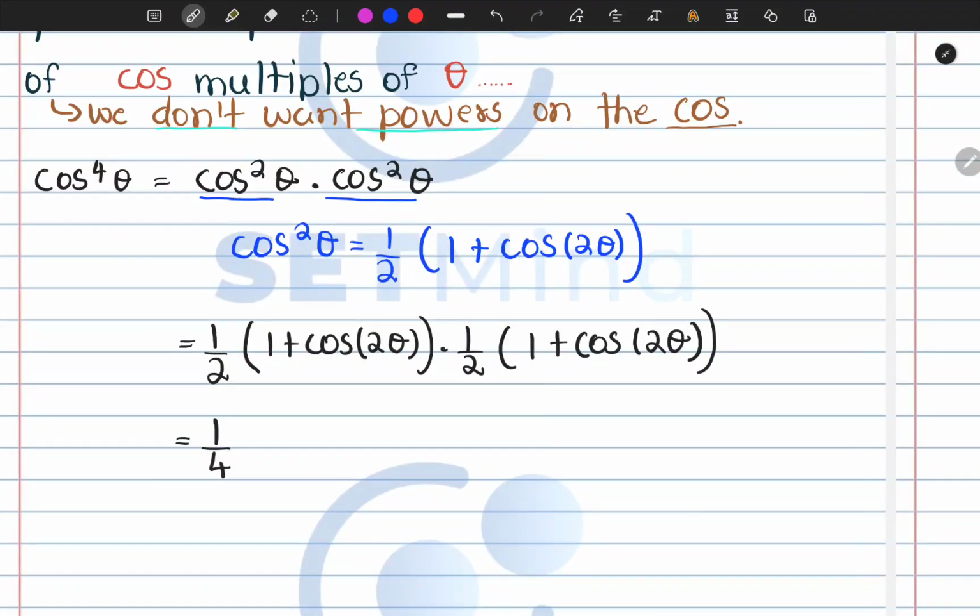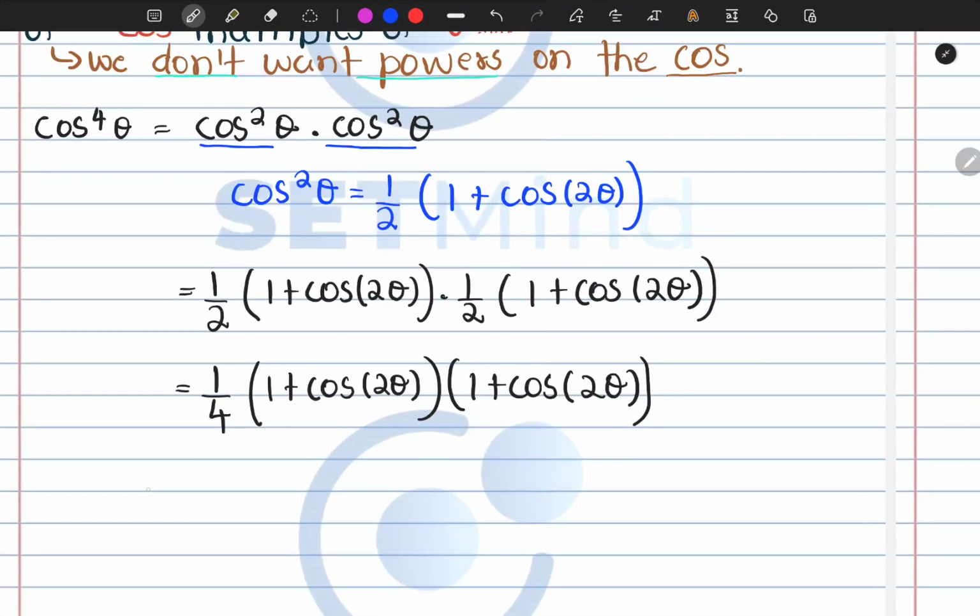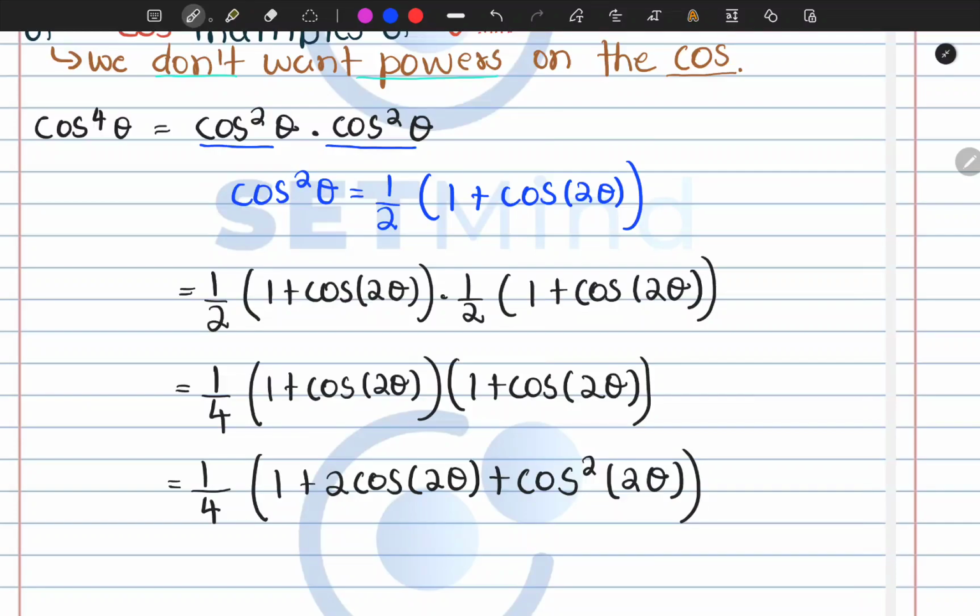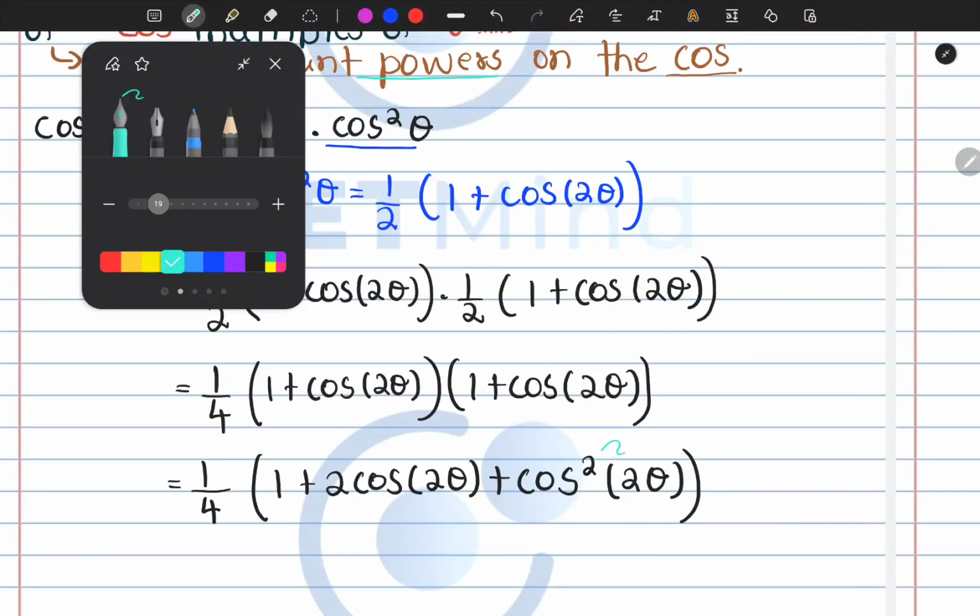If you look carefully, this will end up as 1 over 4. Then we have 1 plus cos of 2 theta multiplying 1 plus cos of 2 theta. So all we do now is some foiling. When you do so, you will see that you get 1 plus 2 cos of 2 theta, then plus cos squared 2 theta. And this here is the problem.